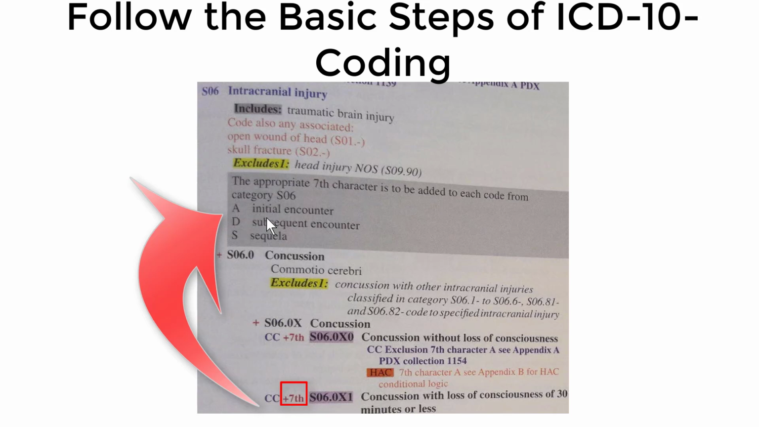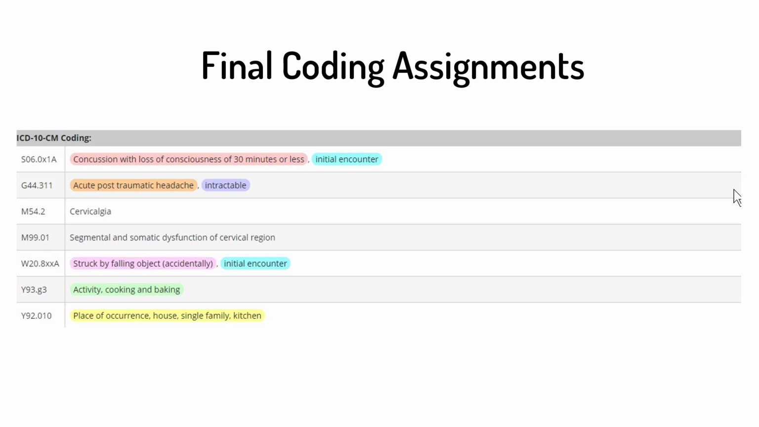So the final code would read S06.0X1A. You would then continue on coding the diagnostic statement until you have reached all the elements covered. As you can see here, the final coding assignments would include the concussion, the traumatic headaches, the cervicalgia, and all of the external elements that would also be related to the cause of why this happened. You can see how this all ties into reimbursement, research, and planning, along with statistical analysis.